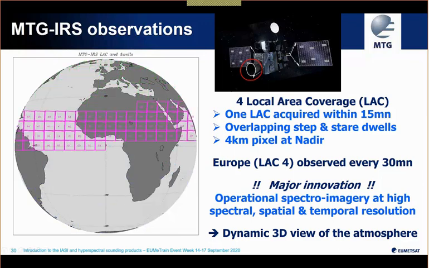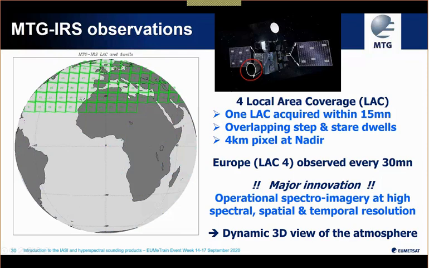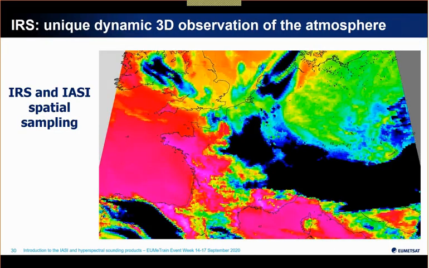We jump from LAC 4, Europe, to the other LACs. But LAC 4 is revisited every other LAC, therefore every half an hour. Here also, to give you a feeling, and that's important to keep in mind when we work with IASI, because we need to project that also in view of MTG-IRS, I'm showing here a simulation of IRS observation, and this is brightness temperature in a window channel.